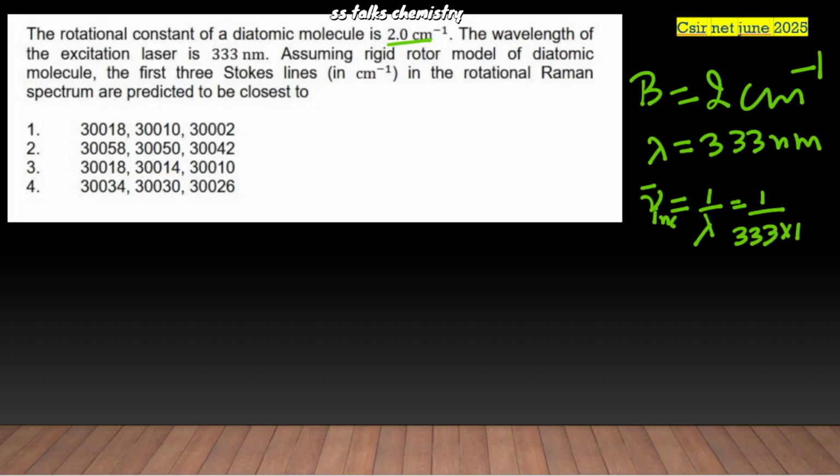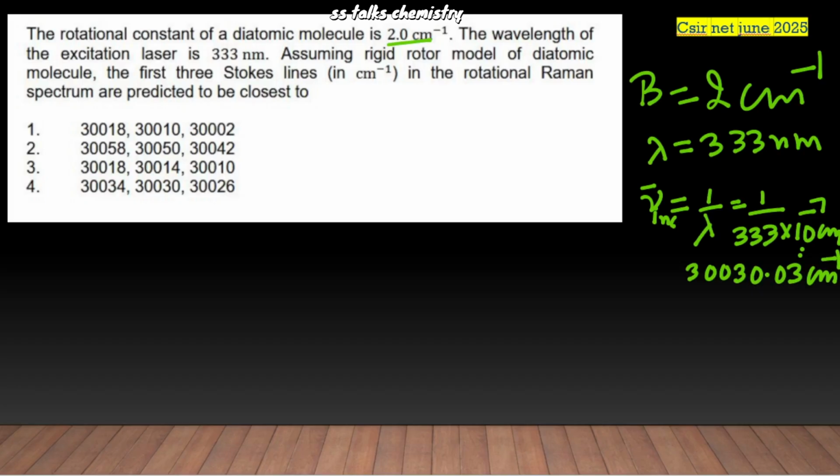That will be 1 upon 333 into 10 to the power of minus 9 meters, but we need it in centimeters. So 1 meter is 100 centimeters, so it will become 10 to the power of minus 7 centimeters. So just solve this and get your incident frequency. Firstly, 1 upon 333 into 10 to the power of 7, we are getting the value as 30030.03. So this is the incident wave number that you have.